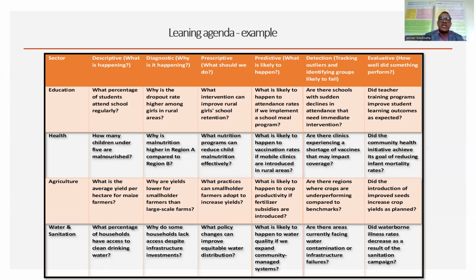Diagnostic questions ask why is this happening, just to investigate the reason or the cause of something. Then prescriptive questions ask what should we do? For instance, what intervention can improve rural girls' school retention? So when we have so many options, we need to be choosing the most effective or efficient way of doing things. Predictive questions ask what is likely to happen. So this is predictive analytics. For instance, for agriculture, what is likely to happen to crop productivity if fertilizer subsidies are introduced?